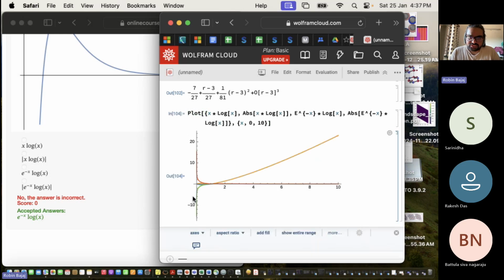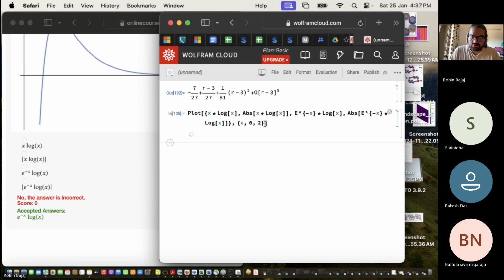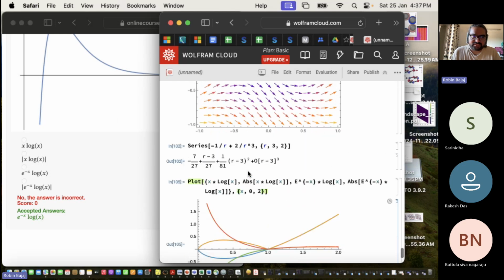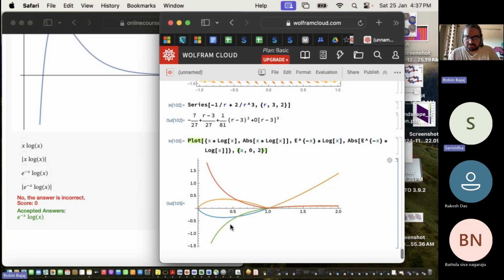So all of the functions came on the same plot, but it's not beneficial to go to this big range. Let's shrink to 2. Okay, now I plotted all of this. I don't know which function is which color so that I can choose the correct option. It looks like nothing looks correct. Something is wrong.